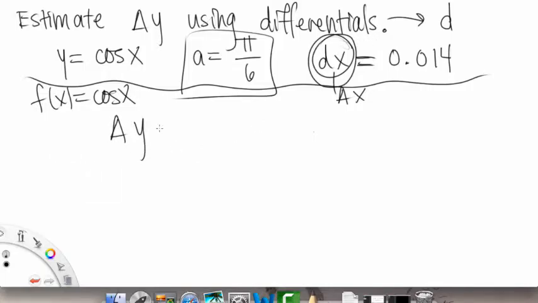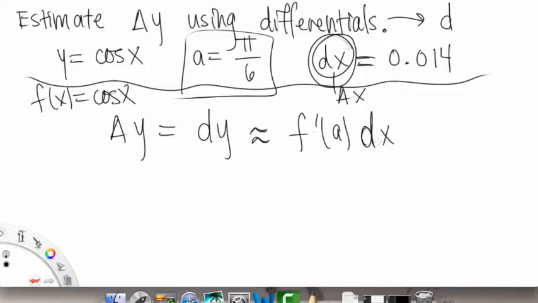So let's write out the equation first of all. So delta y is the change in y, and now if we want to switch into differentials, we just write a d instead of that delta. So dy, and then we know that this is about equal to, according to our linear approximation, f prime of a times the change in x. So that would be dx instead of that delta x, okay?